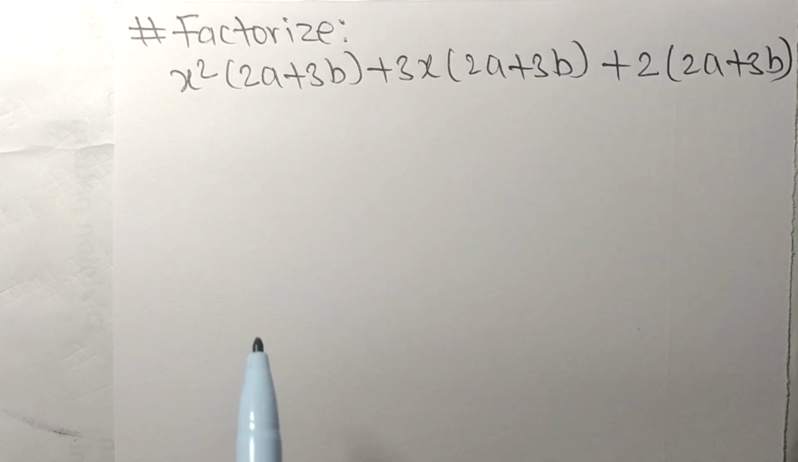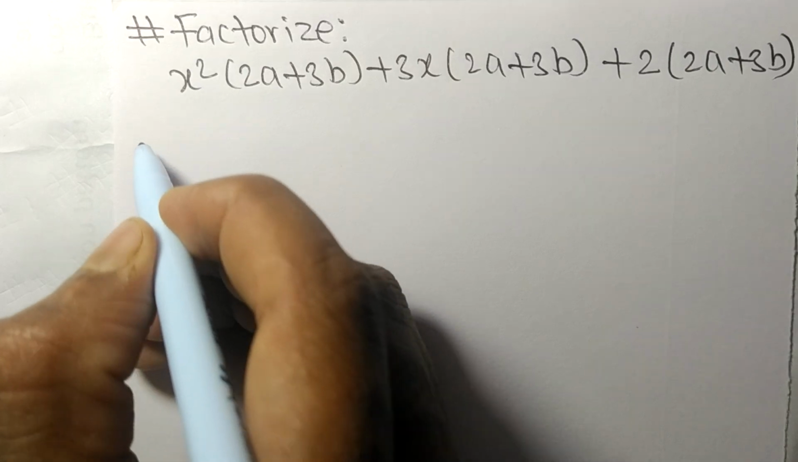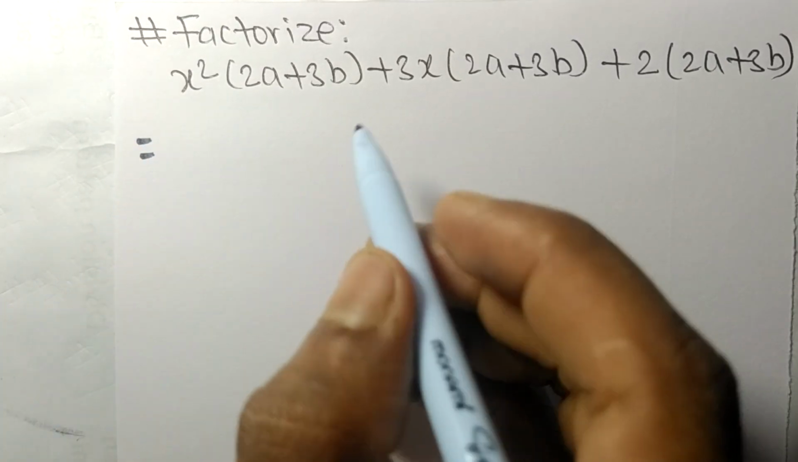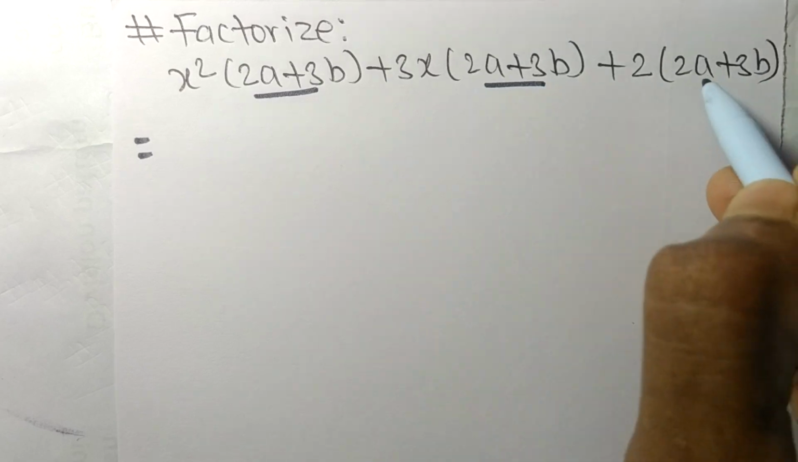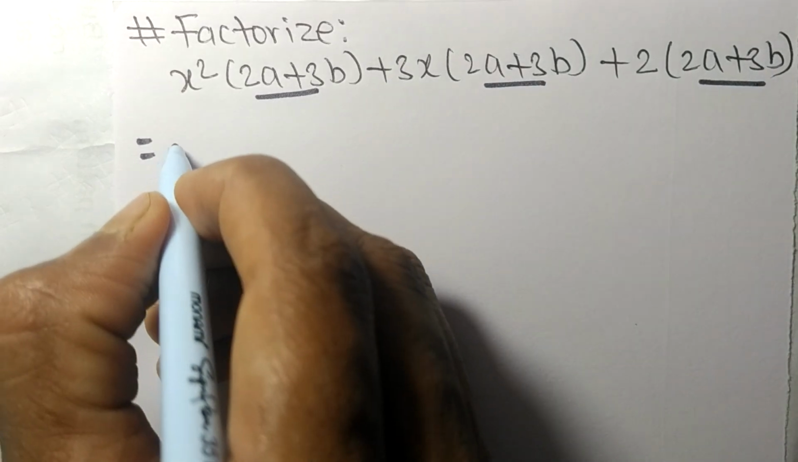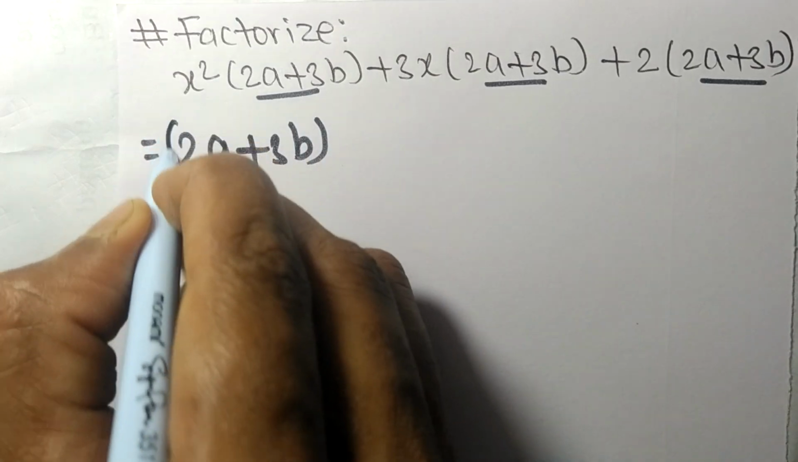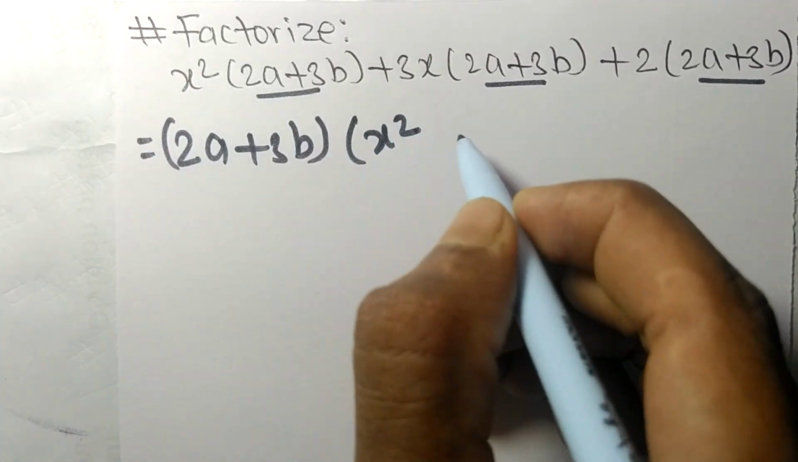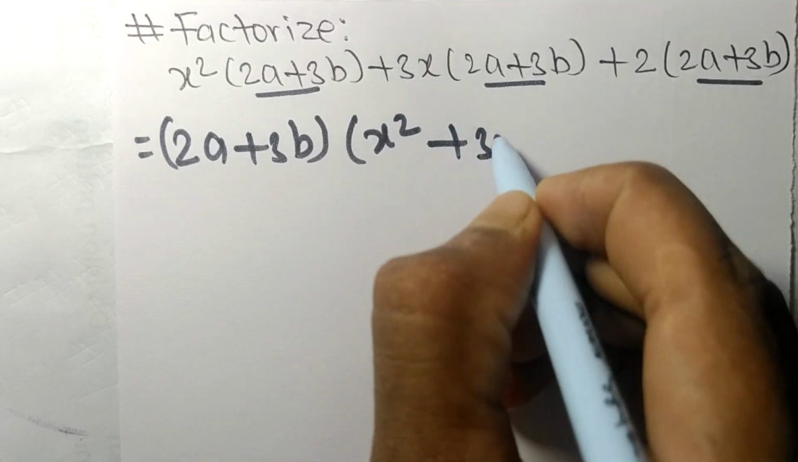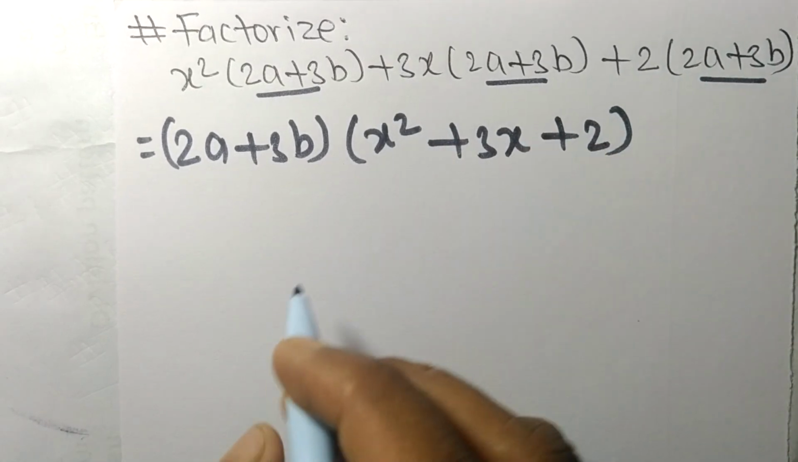So today in this video we shall factorize this expression. When you see this expression, all the terms contain 2a plus 3b. So we take 2a plus 3b common first. The remaining is x square in the first, plus 3x in the middle, plus 2 in the last.